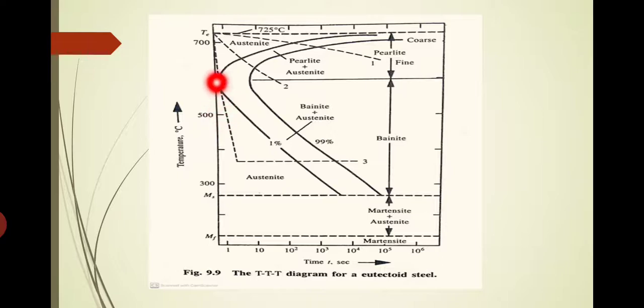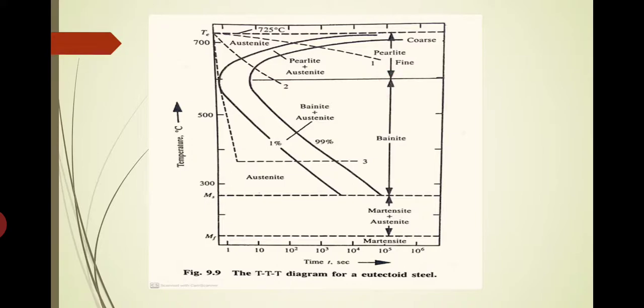See, in this region we will have completely austenite. To the left of this curve we will have complete austenite. In this region transformation will take place, so austenite plus pearlite will be there. In this region what will be there is based on the cooling rate. If slow cooling is provided, then we will be getting either coarse pearlite or fine pearlite.